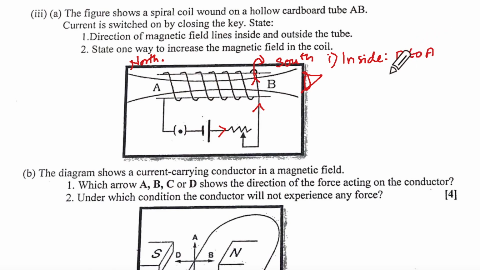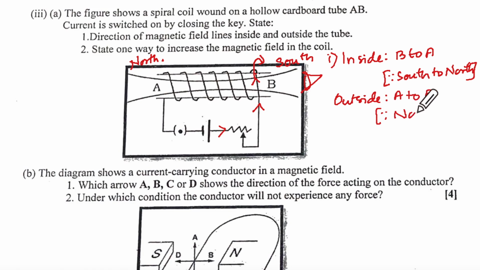Just write over there inside, and in brackets say from south to north, since B is south. Please mention this also. And outside it is going to be from north to south, which means from A to B, since A is north and B is south. North to south. Don't write N to S, okay? Please do not do shortcuts. All your laziness you have to forget.